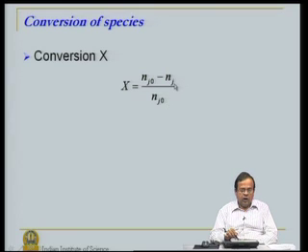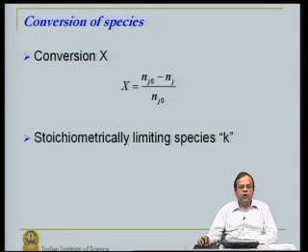Now, once again the conversion is tied to a species, unlike our extent of reaction which was tied to the reaction. The moment we say that our conversion is related to a species, the question arises, which species? Is it the same for all species, or do we define it for only one particular species? Conversion is typically defined for only what we call the stoichiometrically limiting species K. That is, it is defined for that species K which is stoichiometrically limiting.